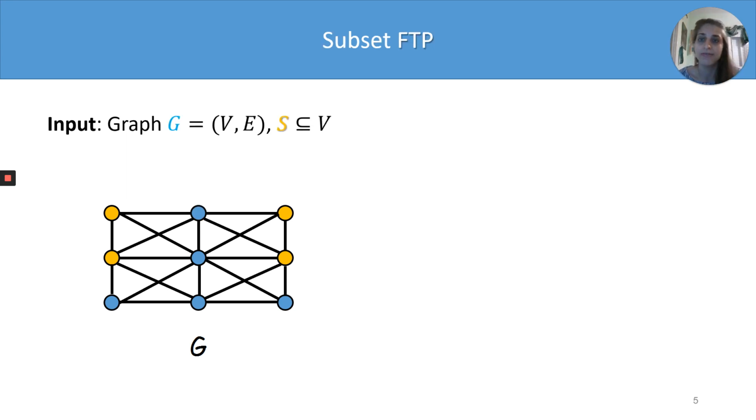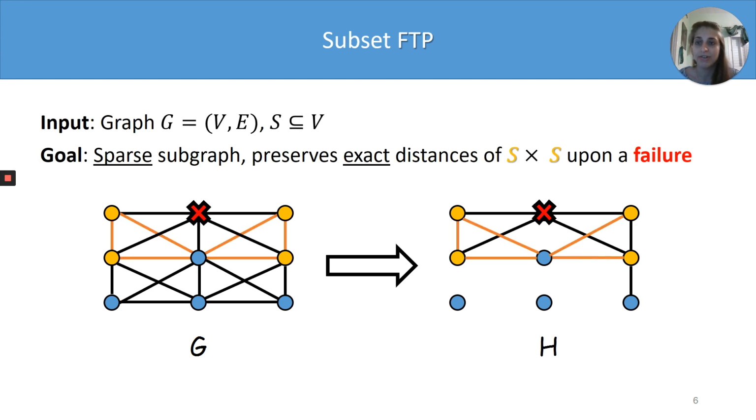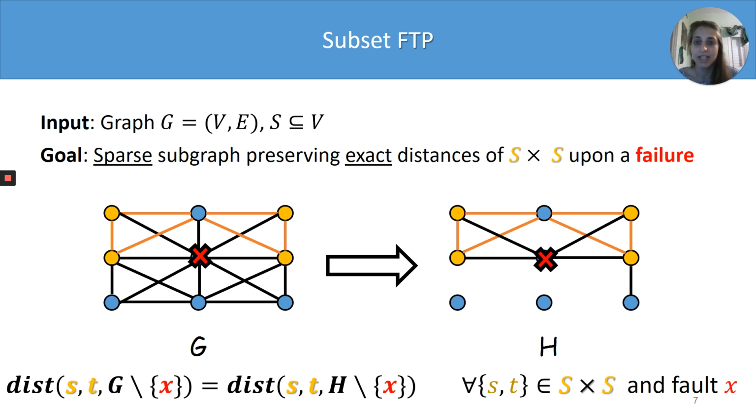In a subset fault-tolerant preserver, we are given a graph G and a set of nodes S, and our goal is to have a sparse subgraph that preserves exact distances between the pair nodes of S upon a failure. So what do I mean? If there is a failure, then H minus X is still a preserver of G minus X, meaning that in the presence of a failure, the shortest path between every yellow node is the same. And this holds for every possible failure. It may be also this one.